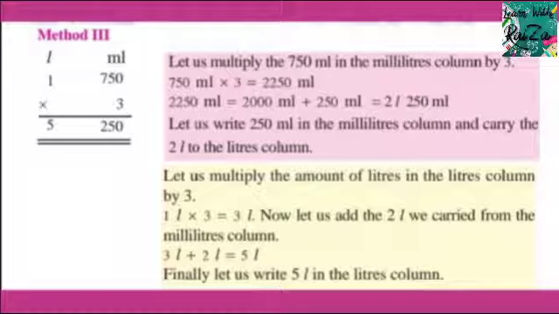Then we multiply the amount of liters in the liters column by 3. That is 3 times 1 is 3 liters. Then we add the 2 liters which we carried from the milliliters column, and we get 5 liters. So altogether what we get is 5 liters in the liters column. The final answer becomes 5 liters and 250 milliliters. So this is the third method of multiplication. Out of these 3 methods, you can use one of them for multiplication of liquid measurements.